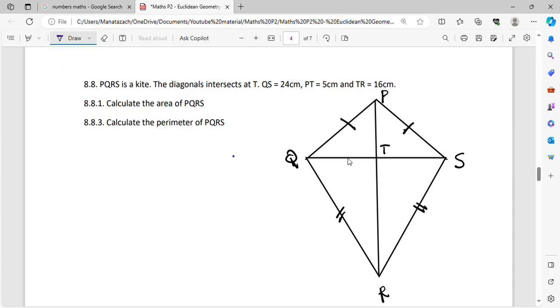So basically, QS is 24 centimeters, then PT is 5 centimeters, TR is 16 centimeters.